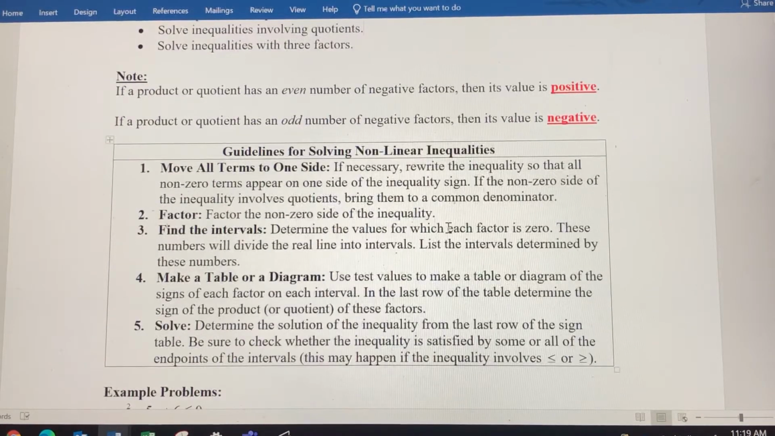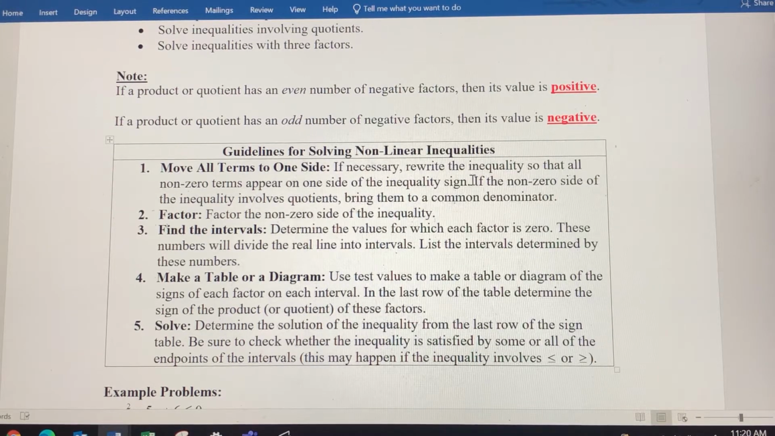Okay. First thing we want to do, we want to get everything on one side. Move all the terms to one side. So it'll be greater than 0 or less than 0 or whatever the case may be. But we want all the algebraic terms on one side, okay? Now, again, in this video, we're talking specifically about quadratic inequalities.